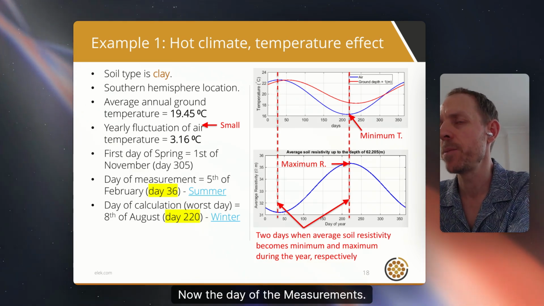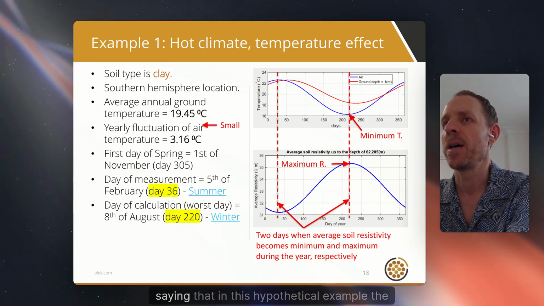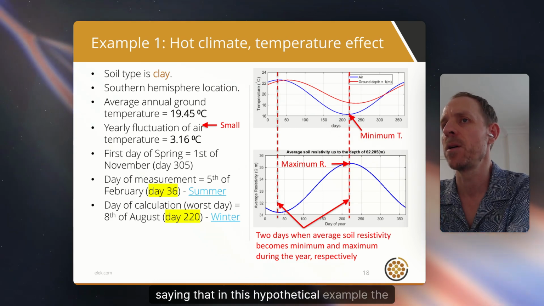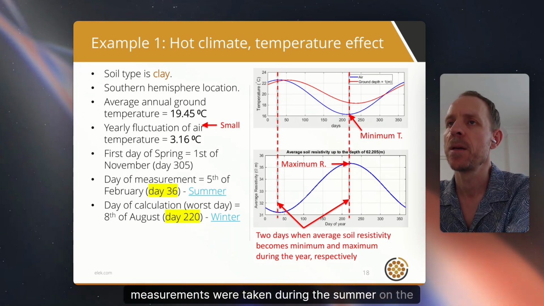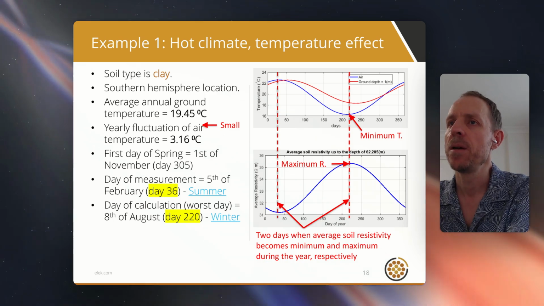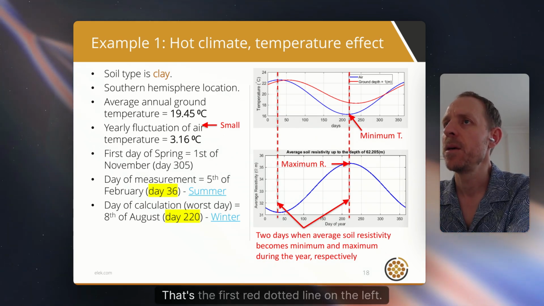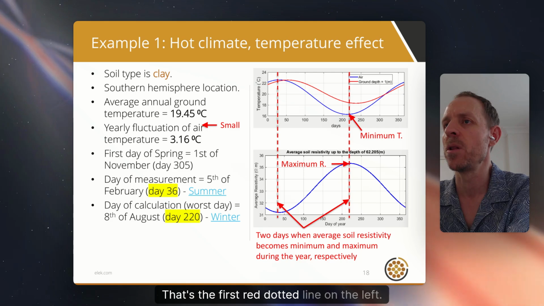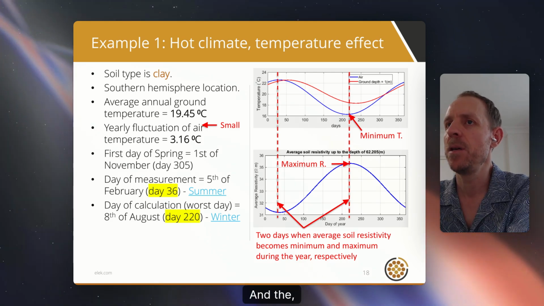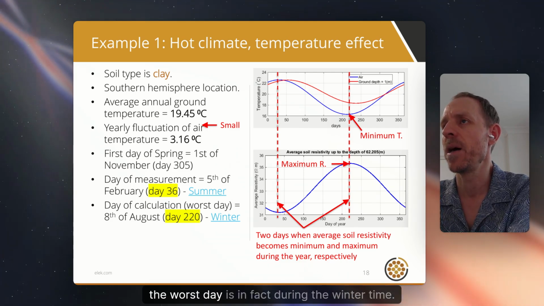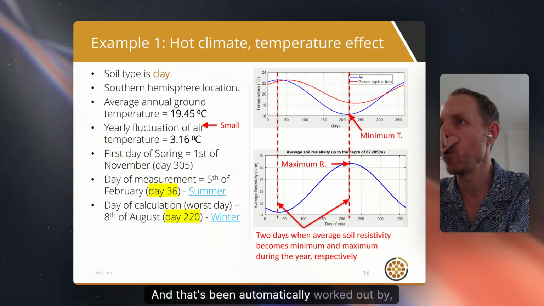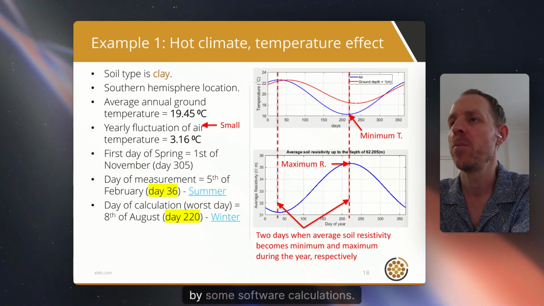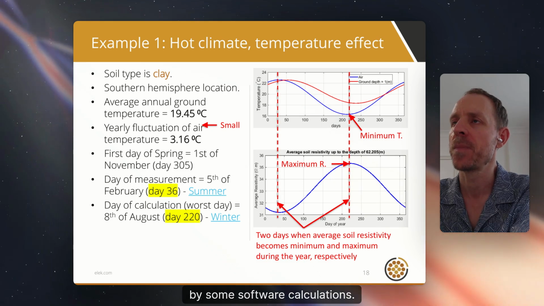Now, the day of the measurements. We are saying that in this hypothetical example, the measurements were taken during the summer on the 5th of February, day 36. That's the first red dotted line on the left. And the worst day is in fact during the winter time. And that's been automatically worked out by some software calculations.